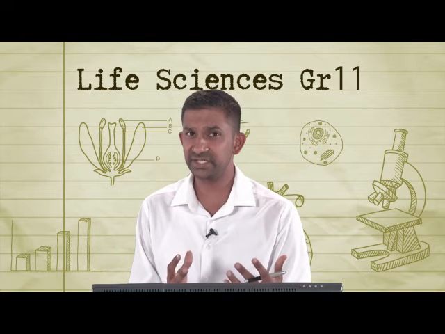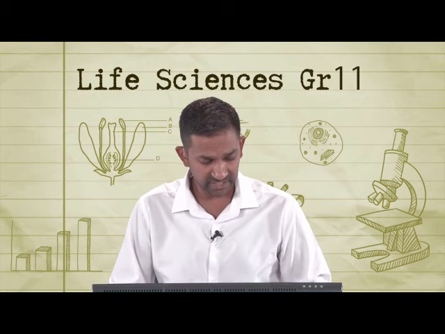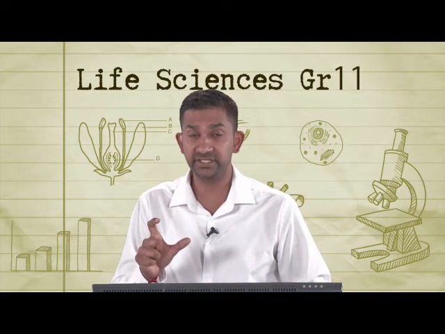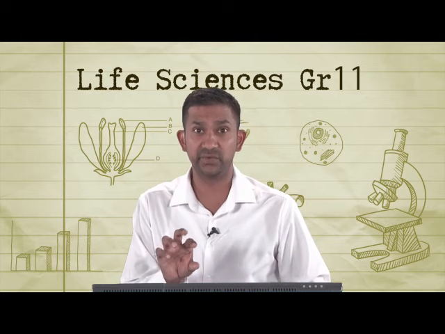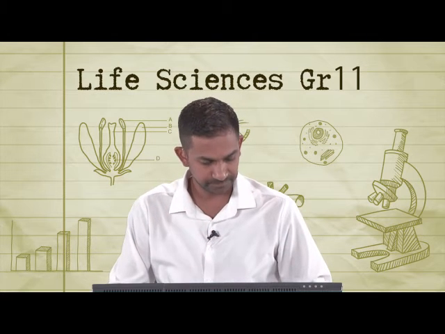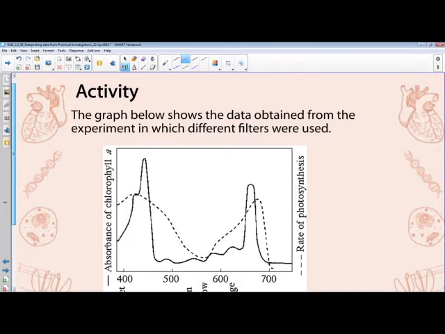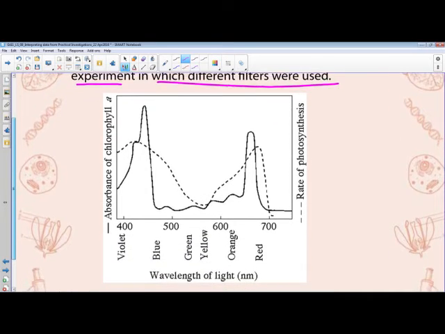So quite an interesting experiment. Let's look at what they've done, and let's try and understand how light can influence the rate of photosynthesis when we manipulate the wavelength or the different intensities or colors of light. Okay, so the graph below shows the data that was obtained from the experiment in which different filters were used. Now I'm going to spend a little time trying to unpack the information in this.